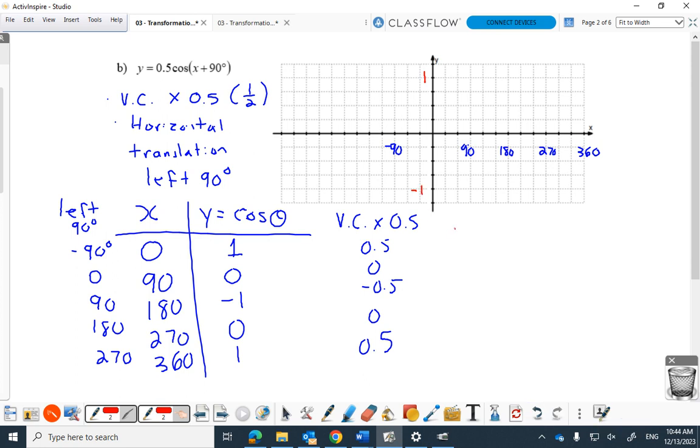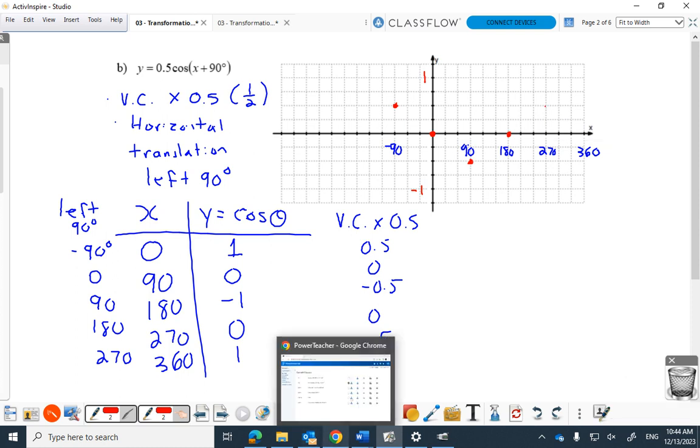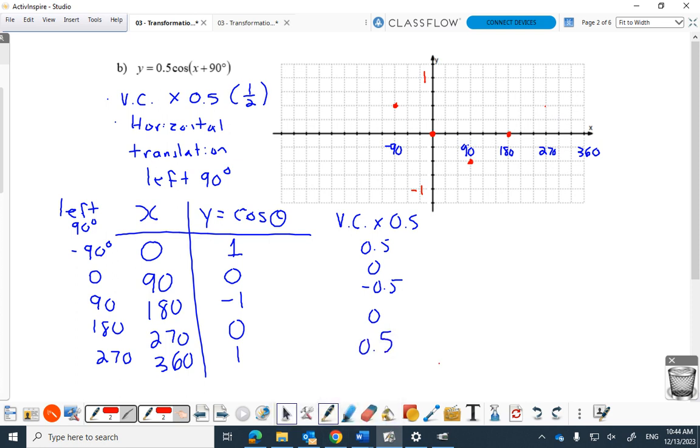-90 was 0.5. 0 was 0, yes. 90 was -0.5. 180 was 0. 270 was back to 0.5. And then you connect up the dots, doing the nice wavy look that sine and cosine beautifully have.